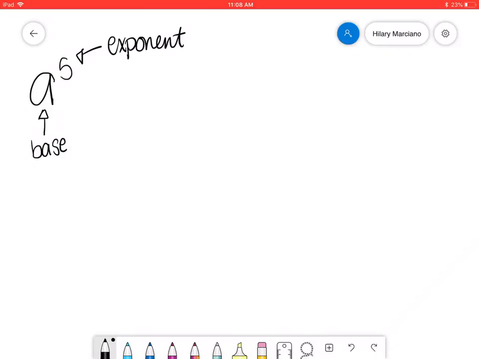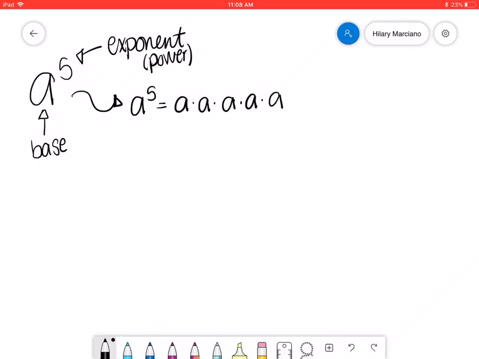So when we're referring to exponents, we're referring to our base, which is our bottom number, and then our exponent, which is the top. We can also call this a power, and our math book does for a lot of what we're talking about today. The other thing we need to remember is that a to the fifth power is equal to a times a times a times a times a, because a to the fifth is multiplying a 5 times.